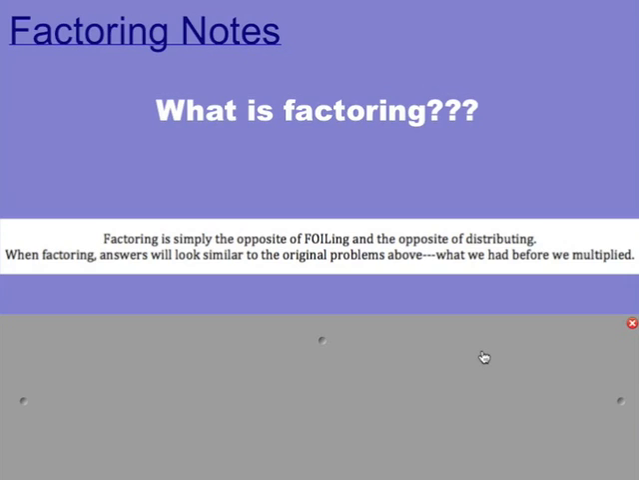Factoring is simply the opposite of FOILing. Okay, and the opposite of distributing. So if you remember FOIL, if we had x plus 2 times x minus 3, if you were to FOIL this, you do your first two, so we have x squared, and your outer two, so x times negative 3, so negative 3x, and your inner two for the I, so it's 2 times x, so plus 2x, and then your last two, 2 times negative 3, so negative 6. You would be left with x squared, if I combine these two, minus x minus 6.